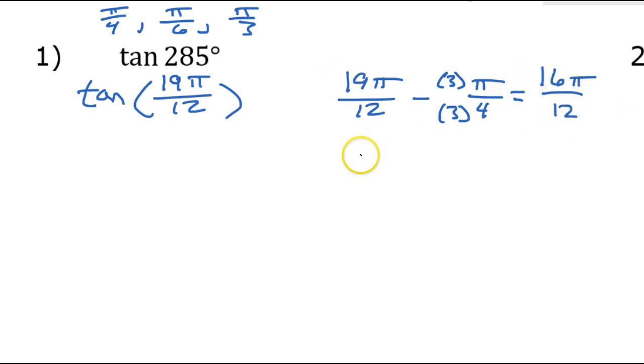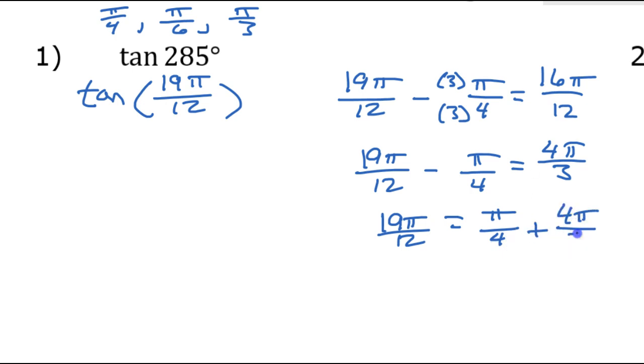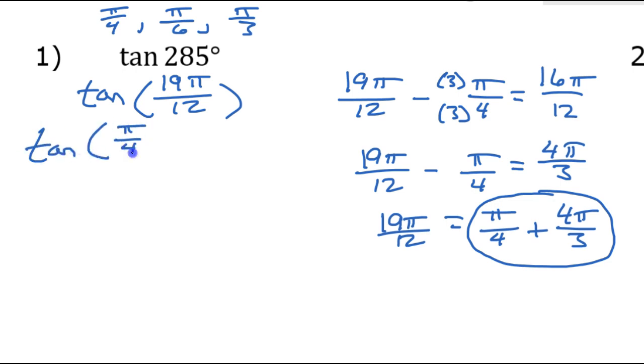Now I'm just going to reduce everything that I can. So 19 pi over 12 minus pi over 4 is equal to, let's see, both of these are divisible by 4, so this is going to be 4 pi over 3. Now adding pi over 4 to both sides, I discover that 19 pi over 12 is equal to pi over 4 plus 4 pi over 3. So this is the substitution that I can now make. So this original problem would be the same thing as having the tangent of pi over 4 plus 4 pi over 3.